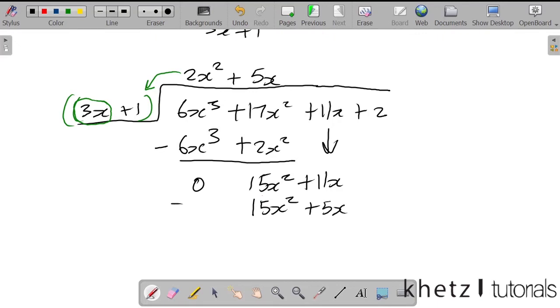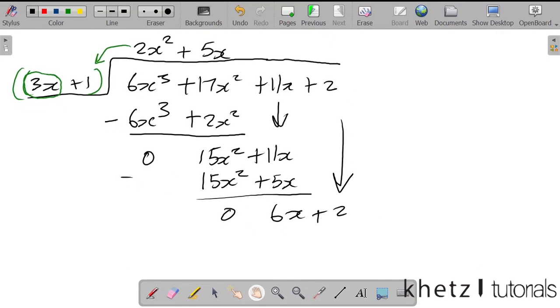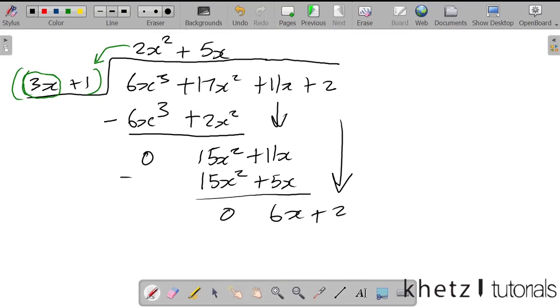Then you subtract again. You're going to have 0 over there. Then you're going to have 11 subtract 5, which is 6. Then you're going to take the last term down here. Then you're going to finally say 3x into 6x, and the answer to that is 2, right? And then we have 2 over there. You're going to multiply that 2 with 3x plus 1, and the answer to that should be 6x plus 2. So this fits perfectly into that.